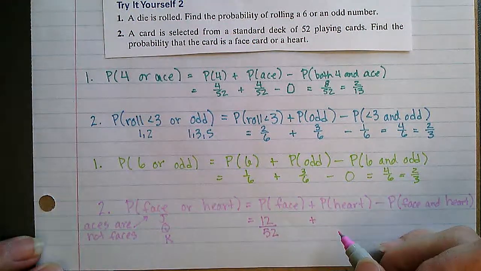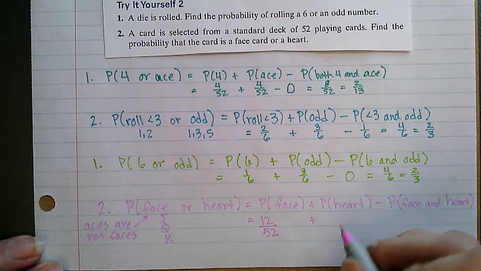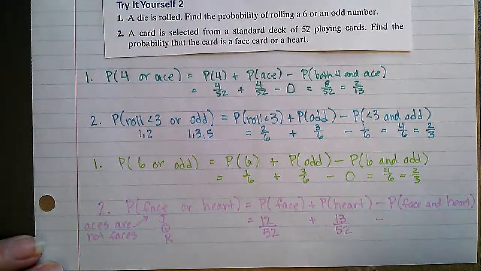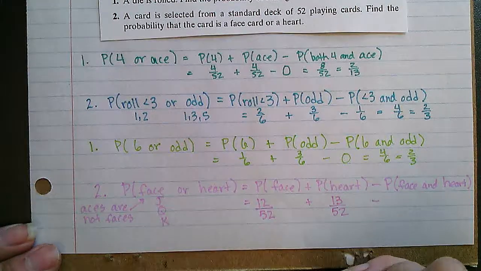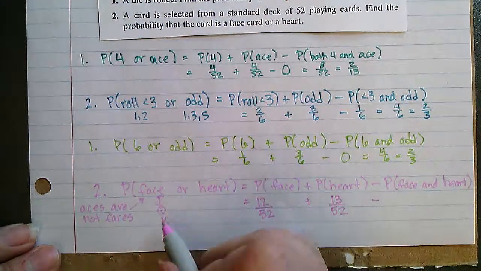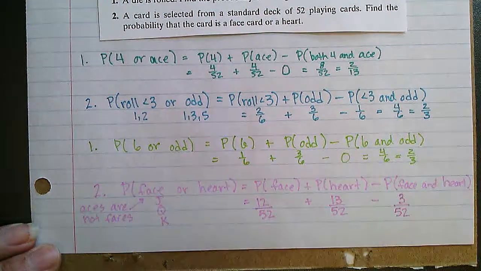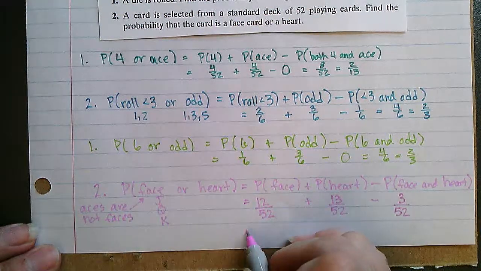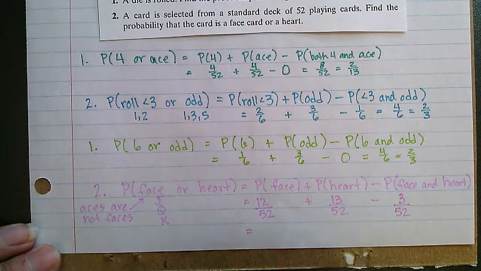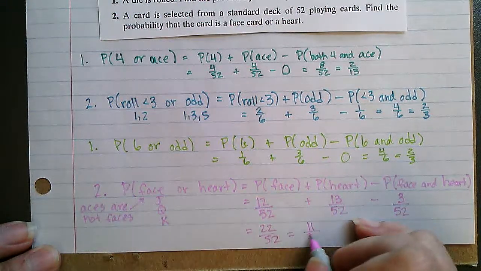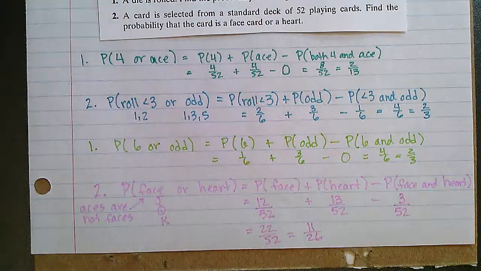Plus the probability that we draw a heart, there are 13 hearts out of the 52 in the deck, minus the probability that it would be a face and a heart. So there are 3 face cards that are hearts, so that would be minus 3 out of 52. So we've got 12 plus 13 minus 3 would be 22 out of 52, or 11 out of 26.